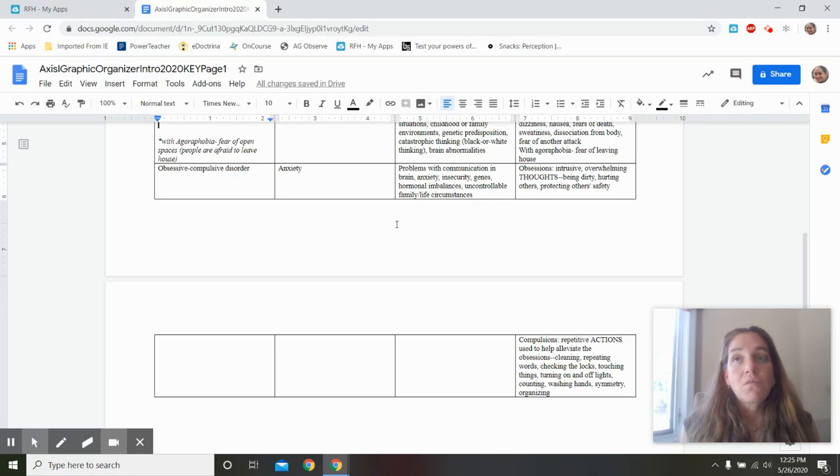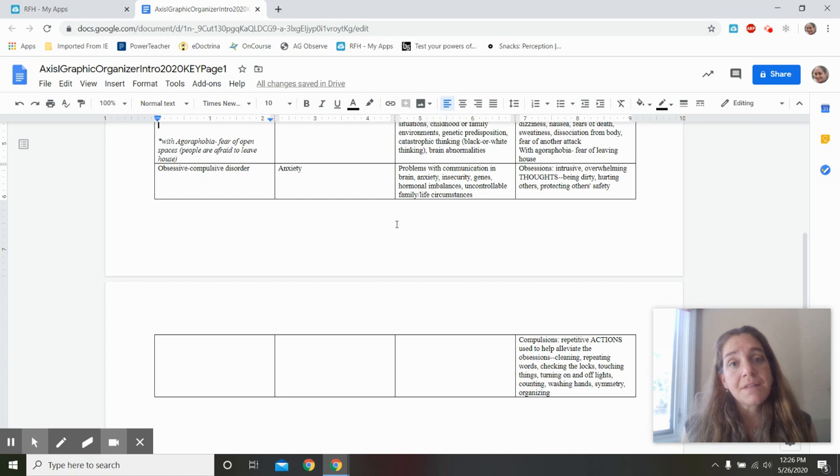Now, what students frequently do not understand is that OCD is made up of two things. Obsessions and compulsions. An obsession is an intrusive and overwhelming thought. It's a thought, so it's not an action. Common obsessions in OCD are things like being dirty, that you've hurt other people, that you're responsible for protecting other people's safety.